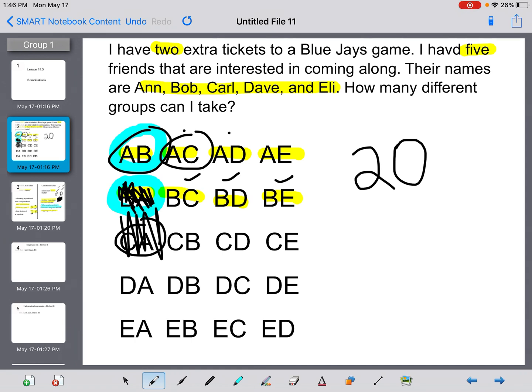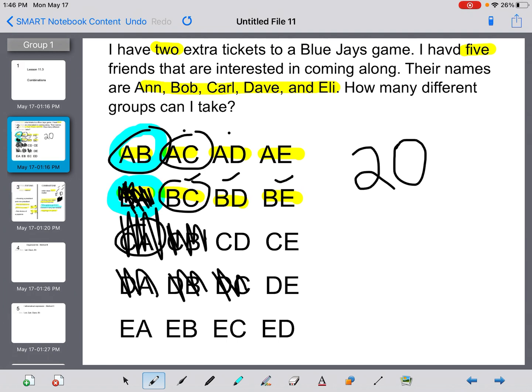Same with Carl and Bob. That's the same as me taking Bob and Carl. So I'm going to cross that out. Then I can keep going. Dave and Ann, well, I already took Ann and Dave. Dave and Bob, I already took Bob and Dave. And Dave and Carl, I already took Carl and Dave. So that also cancels out.